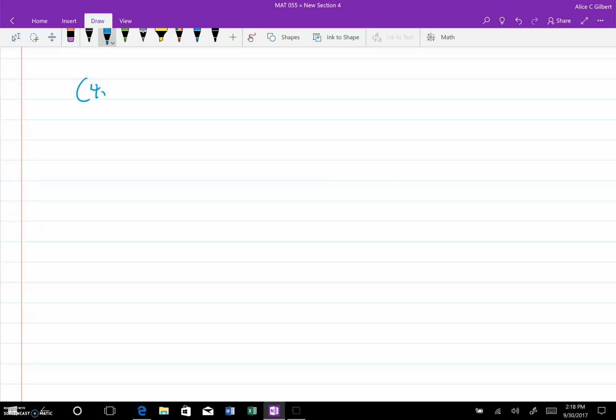So the quantity 4 times the square root of 3 plus the square root of 2, times the quantity 4 times the square root of 3 minus the square root of 2. Again, this is just a difference of squares. You just need to realize 4 times the square root of 3 is your x, the square root of 2 is your y. Signs are different.